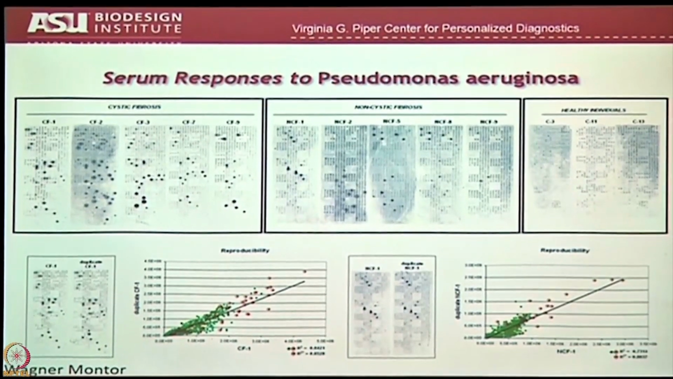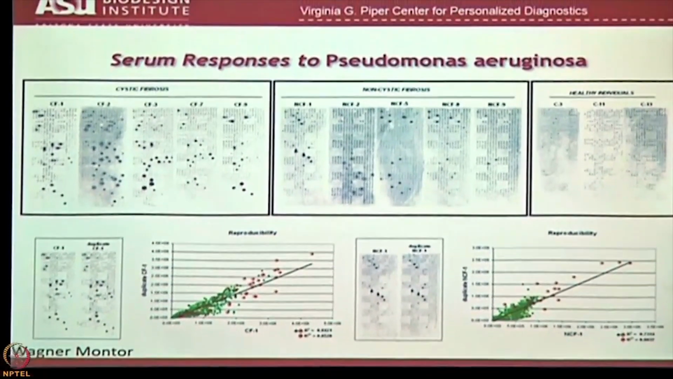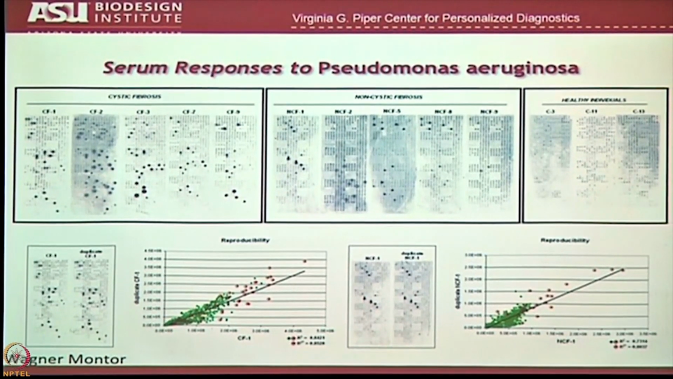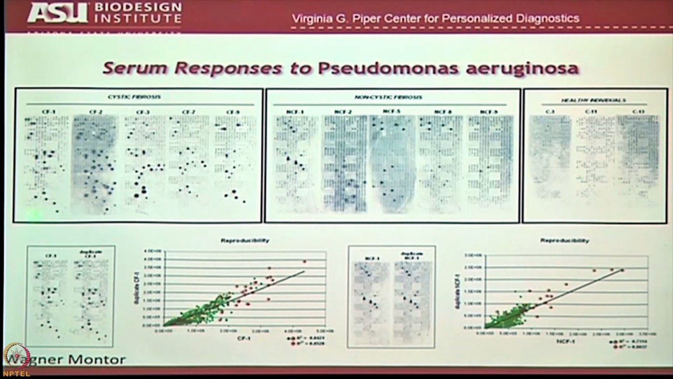So then you can ask the question, well, are there common responses? Because if you're going to make a vaccine, you want it to be one that's common, that works for most people, yeah? So here he took a number of patients with cystic fibrosis who had documented pseudomonal infections. Here's a group of non-CF patients who still had documented infections, but just they didn't have CF. And then here are healthy controls.